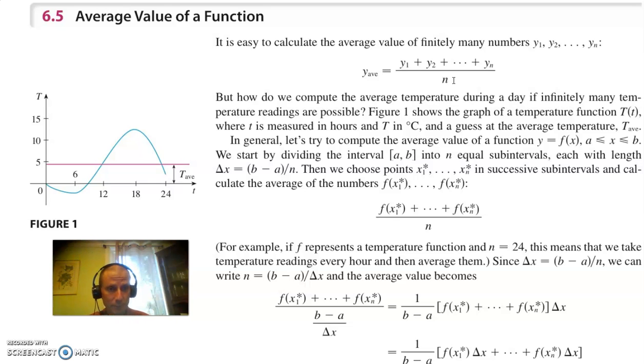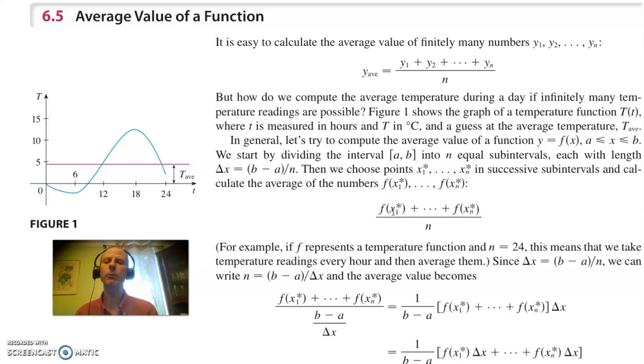And then we could use that to approximate the average. So for any old function, we can simply take a bunch of sample points. We're just going to call our sample points here x1 star through xn star. And then we can do f of those values, and then we can average those to get what we think the approximation of the average ought to be. However, we can do better.